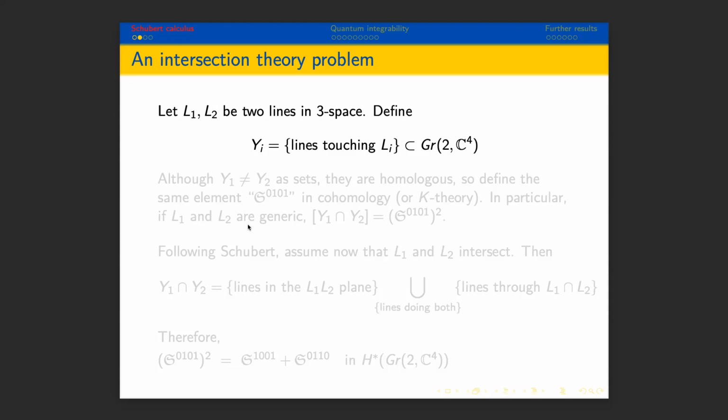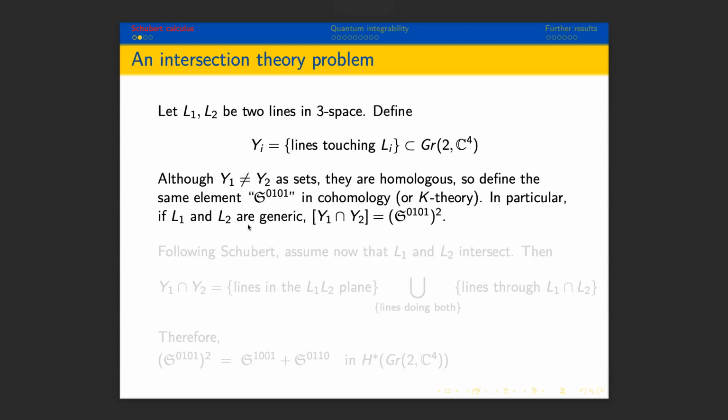And the point is that even though as sets they are different, they are homologous. One way you can think about it is you can always move one line L1 to the other line L2, so you can deform continuously one into the other. So they define the same element in homology, or by Poincaré isomorphism in cohomology. And this element, for reasons that I don't want to insist on right now, I would call S01.